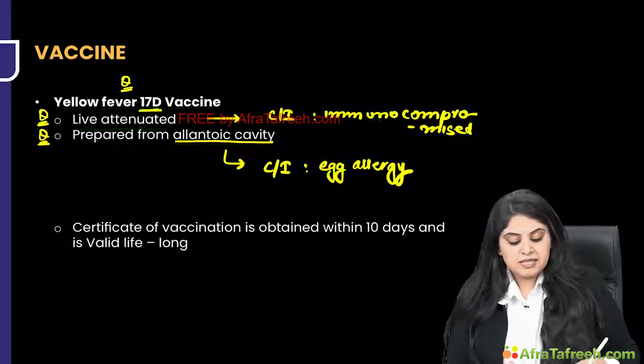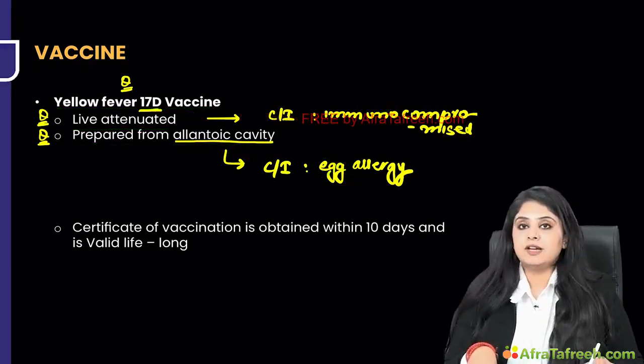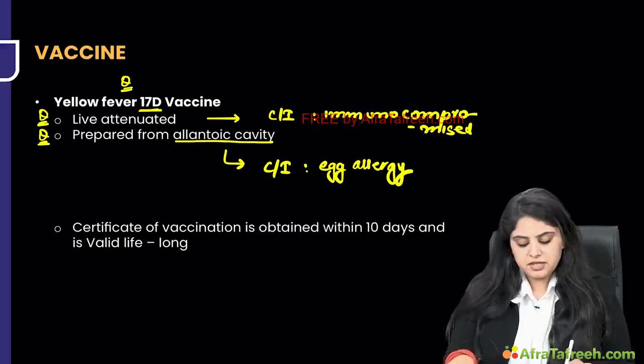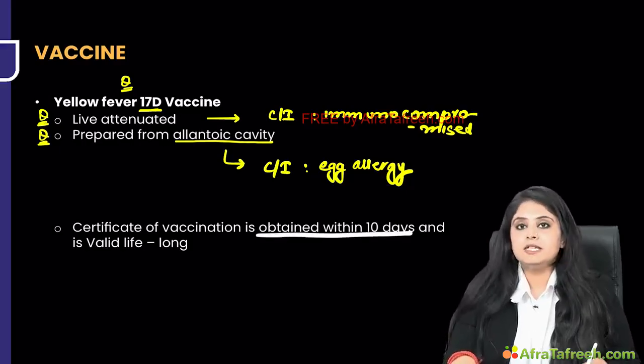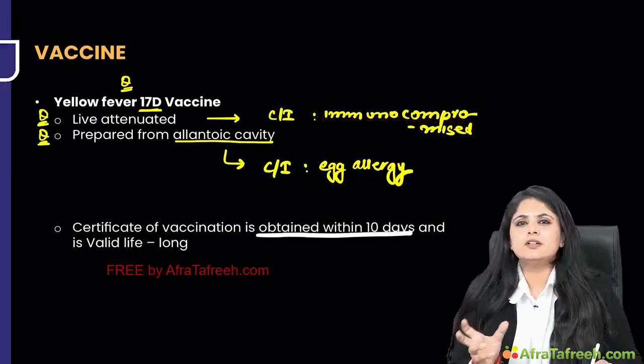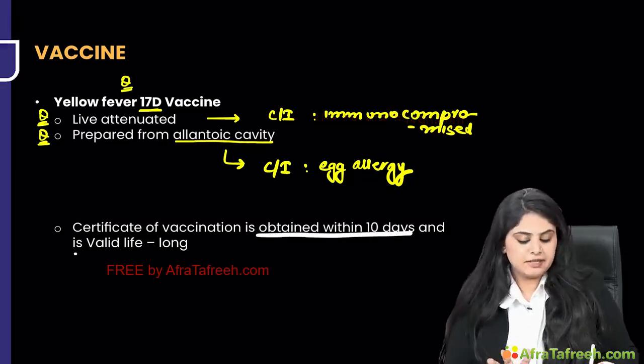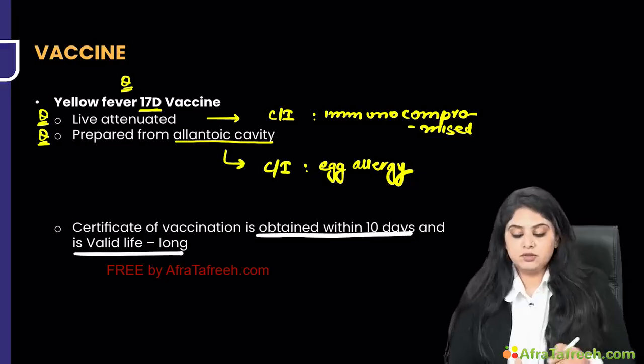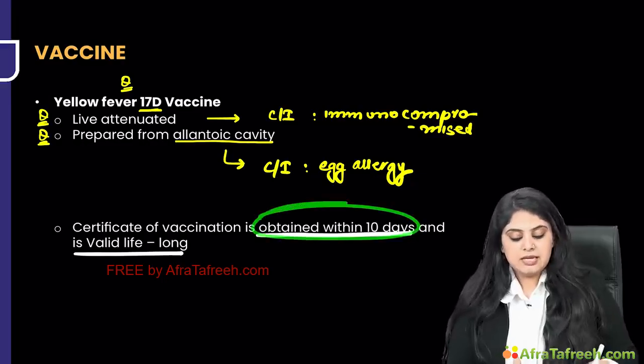And please remember that once, like today, if someone gets vaccinated, when will he get his certificate? The certificate will be given within 10 days. And what is the validity of that certificate? Earlier, they used to say 35 years or so, but now the validity is said to be lifelong. So remember, within 10 days it is issued and it is lifelong.